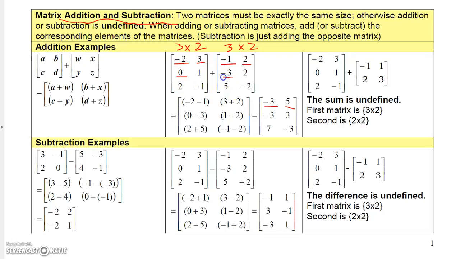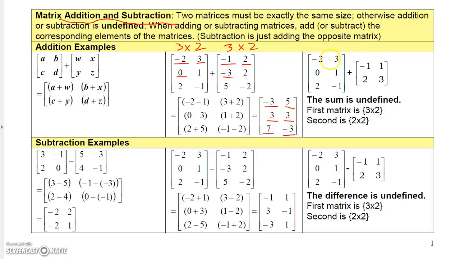0 plus -3 is -3. 1 plus 2 is 3. 2 plus 5 is 7. And then -1 plus -2 is -3. And that's all there is to it.